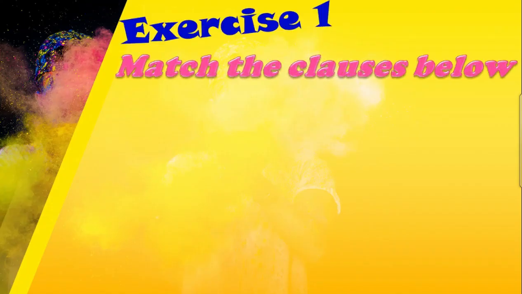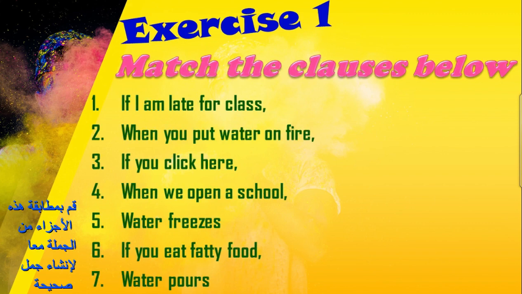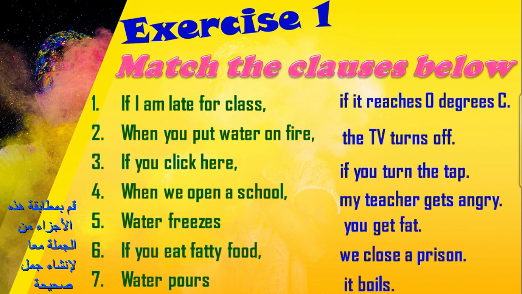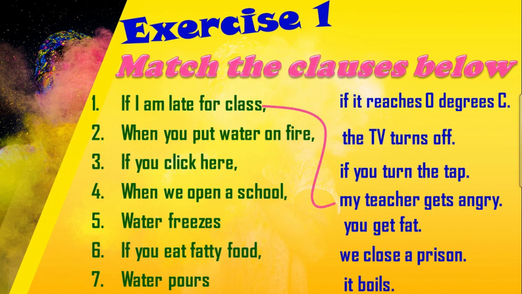Now let's move to do some exercises. In exercise number 1, we are asked to match the clauses below. So we have clauses here and we have other clauses here. We need to match them to form conditional type zero sentences. For example, if I am late for class, my teacher gets angry. You can go on and do the others.